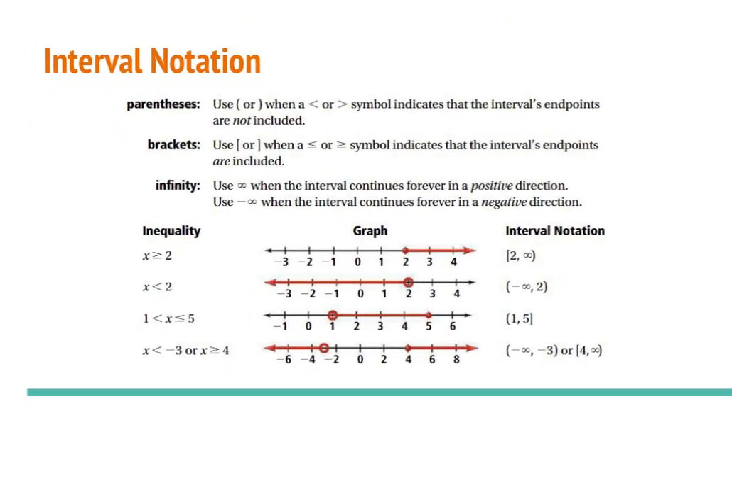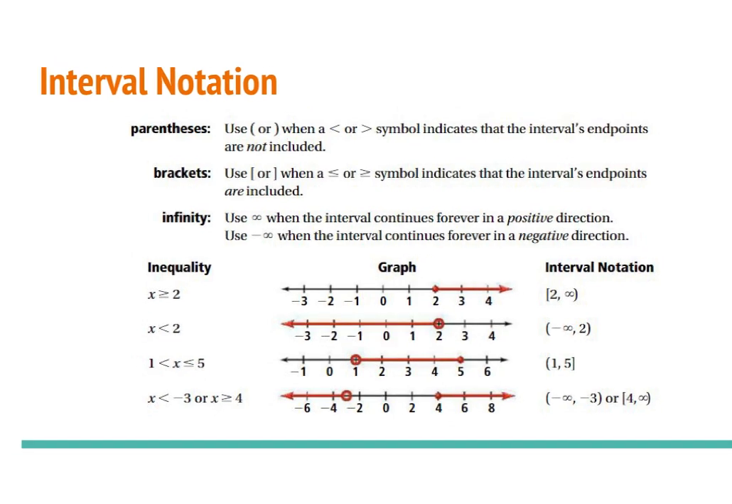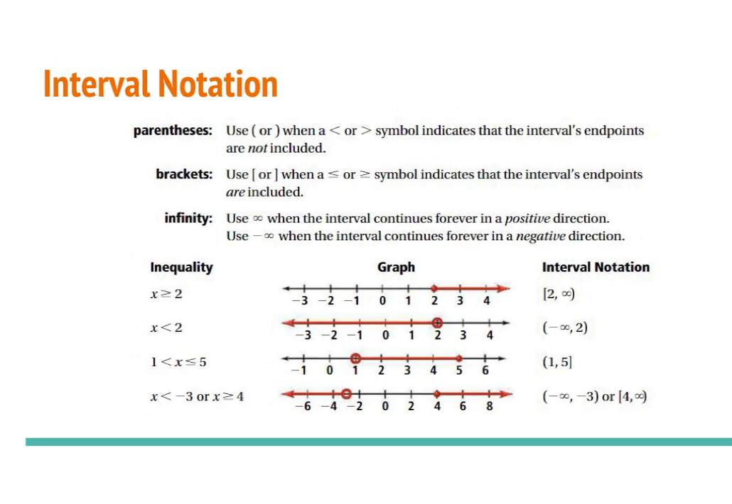All right, interval notation. This is very important, okay? We use parentheses when we're using a greater than or a less than symbol, and that indicates that the endpoints are not included. Brackets mean that the endpoints are included, so those are for a less than or equal to or a greater than or equal to symbol, okay? We use infinity when the interval continues forever in a positive direction, and we use negative infinity when the interval continues forever in a negative direction, okay?